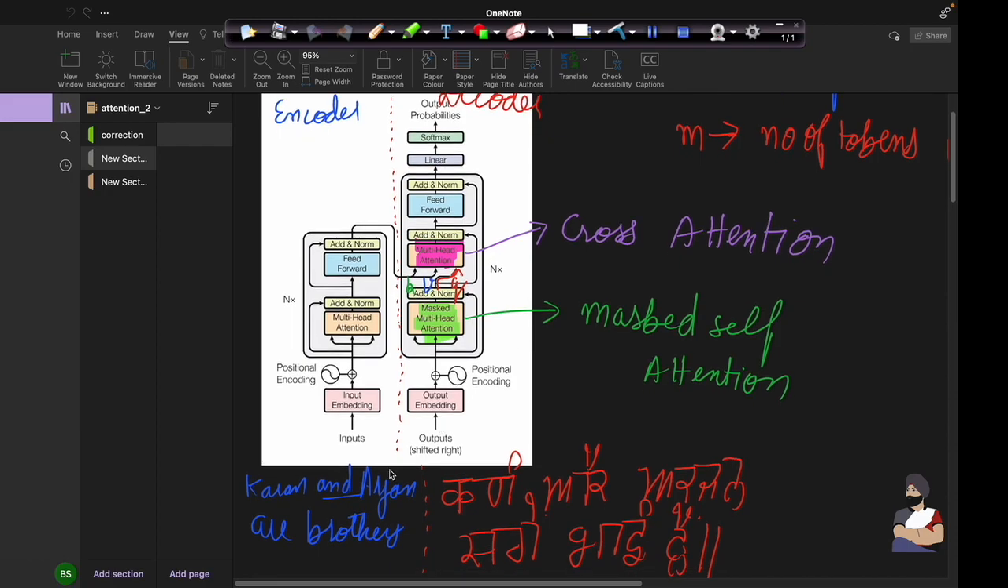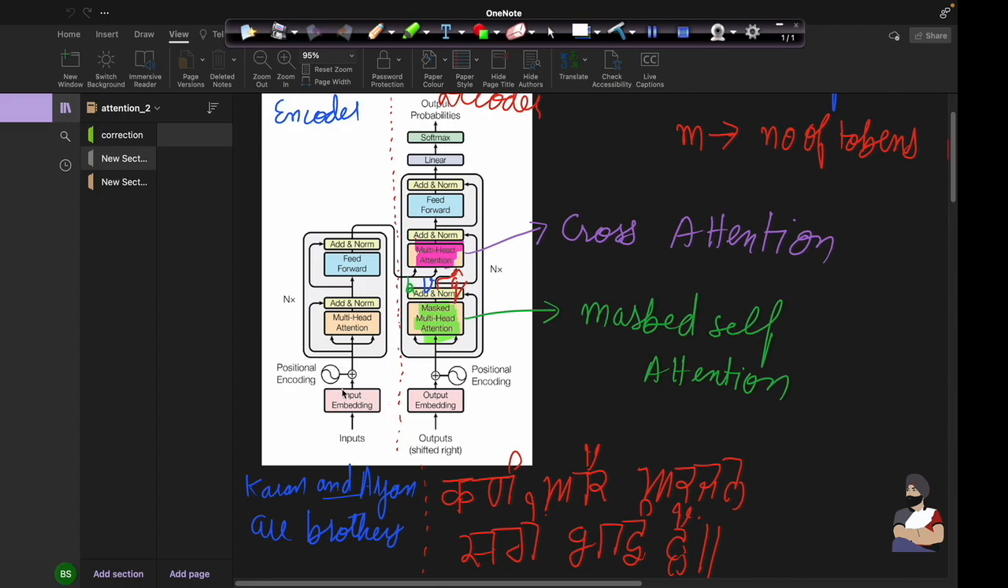Now suppose we have two sentences, the first in English and the second in Hindi. The meaning of the sentences is Karan and Arjun are brothers, and this is the exact translation into Hindi, and it has 6 tokens and this has 5 tokens. When the English sentence is forward propagated into the encoder layer, it embeds each token into a 512 or 1024 dimensional vector, depending upon the embedding layer. So basically it embeds each token into a higher dimensional vector.